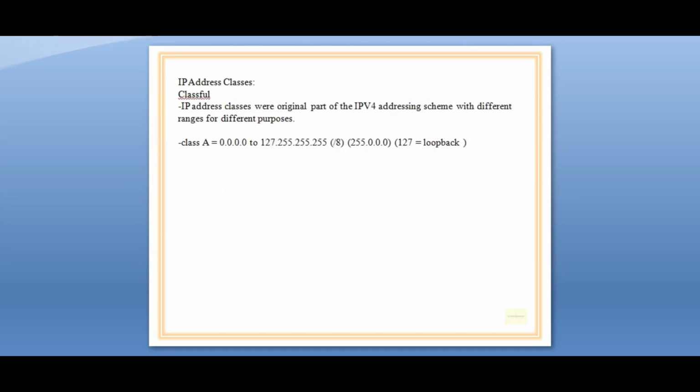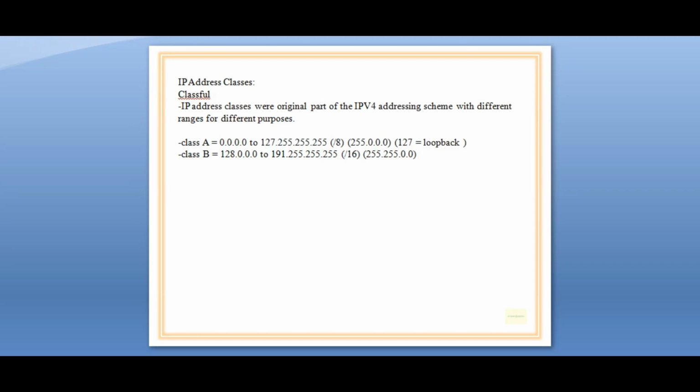Now let's take a look at the IPv4 address classes. Today we are going to focus on classful addressing. These classes were originally part of the IPv4 addressing scheme where we had specific ranges for different purposes. First is class A, whose range was from 0.0.0.0 all the way to 127.255.255.255. These were /8 IP addresses. We will get to what /8 means in a while. These class A IP addresses were normally assigned to very large organizations. And the 127 range of IP addresses is reserved for loopback, that is the self-testing IP address.